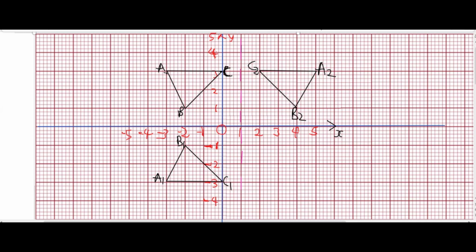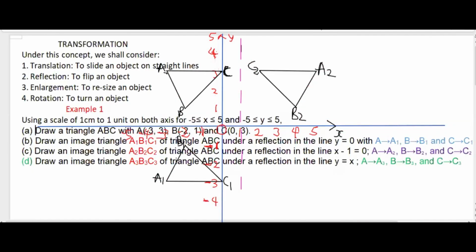The last one that we'll quickly check, they ask us to draw an image, triangle A3B3C3, of triangle ABC. That means this one too is an image of ABC. Sometimes A3B3C3 could be an image of A1B1C1. In that case, we use A1B1C1 as our object. But here they say it's still of ABC. That means ABC is still our object, under a reflection in the line y equals x.